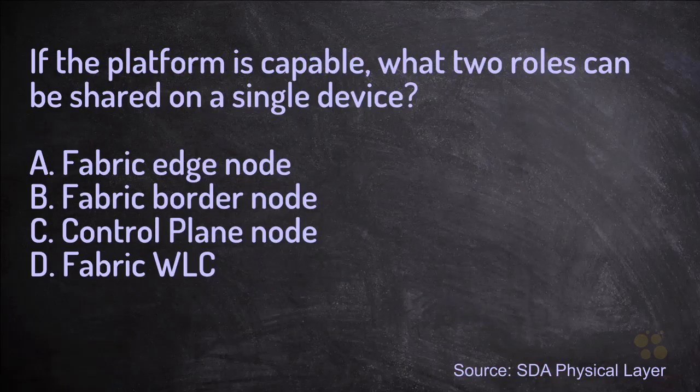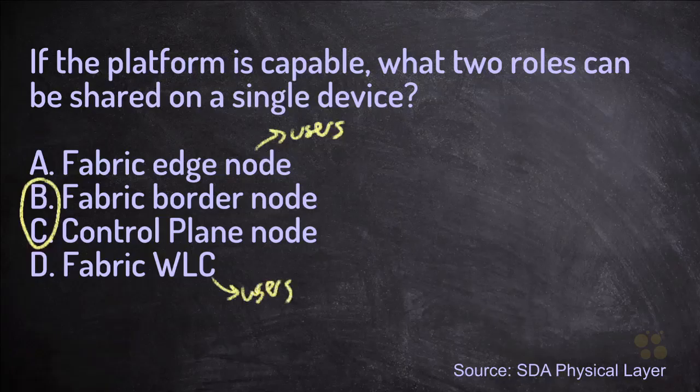Question 3. If the platform is capable, what 2 roles can be shared on a single device? Well, the answer here is B and C, Fabric Border Node and Control Plane Node. A Fabric Edge node is focused on user connectivity, and guess what? So is the Fabric Wireless LAN controller. It just happens to be that the Fabric Edge node is for wired users, and the WLC is for wireless.